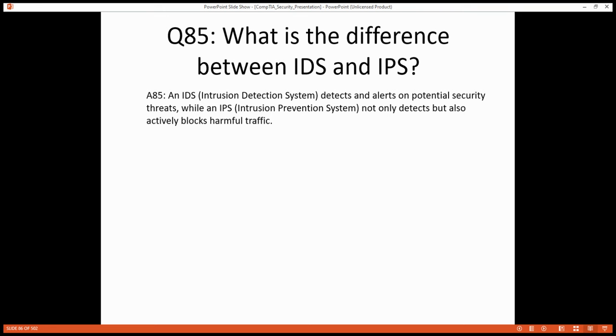Q85. What is the difference between IDS and IPS? A85. An IDS, intrusion detection system, detects and alerts on potential security threats, while an IPS, intrusion prevention system, not only detects but also actively blocks harmful traffic.